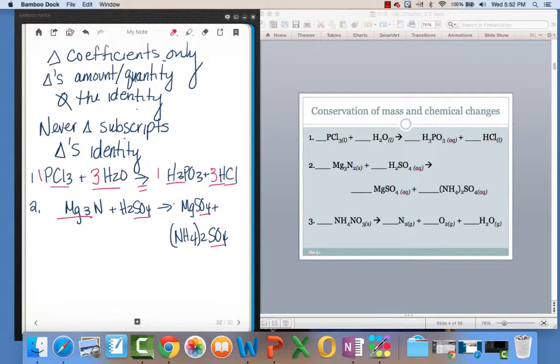So I'm going to put 3 here. So now I have 3 Mg and 3 Mg, but I have 3 SO4s here, and 1 here is a total of 4 SO4s. So I need to put a 4 here. Now I have 4 SO4s. Now I have a total of 8 H's, which I do have here. 2 times 4 is 8 H's.